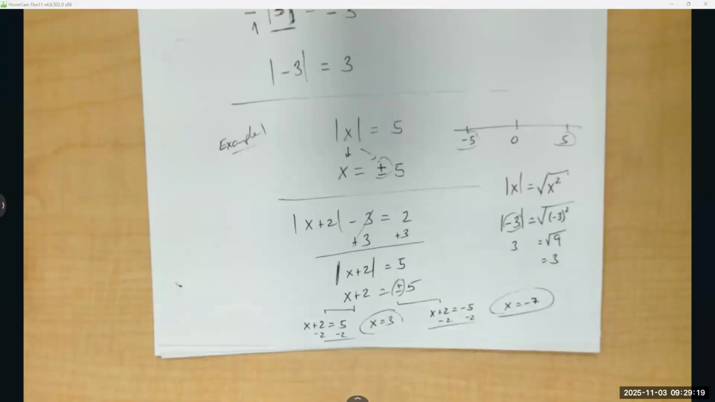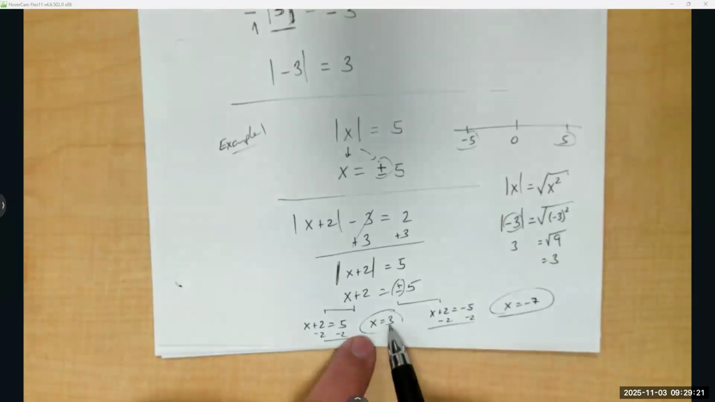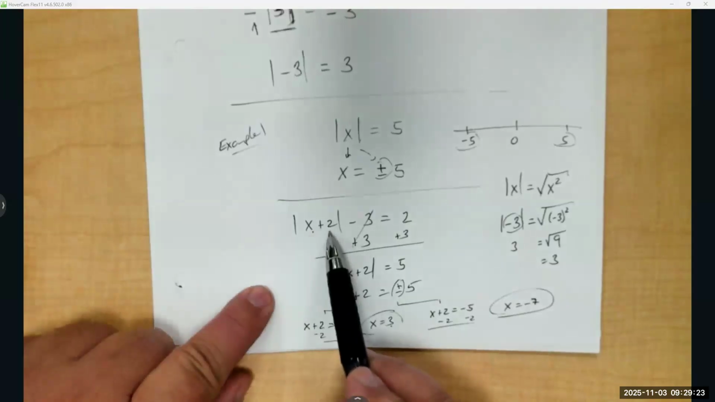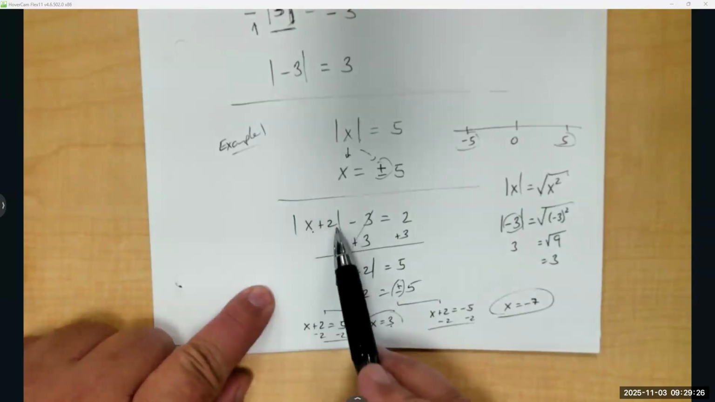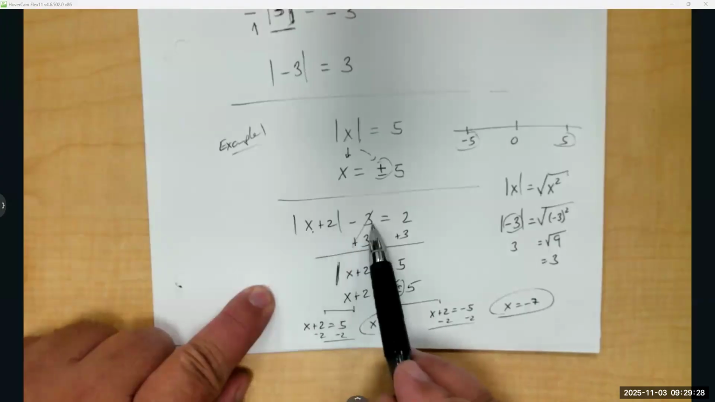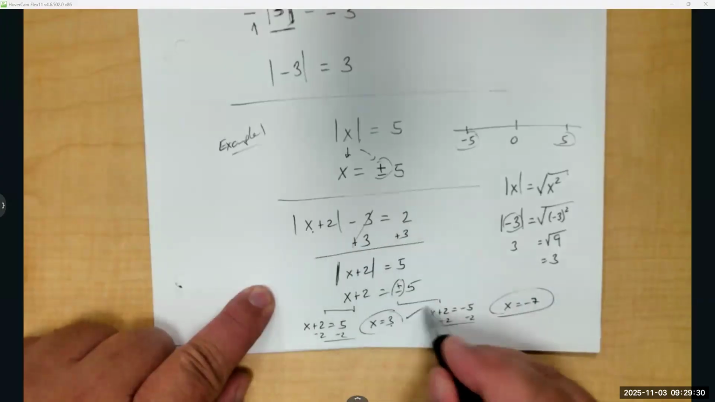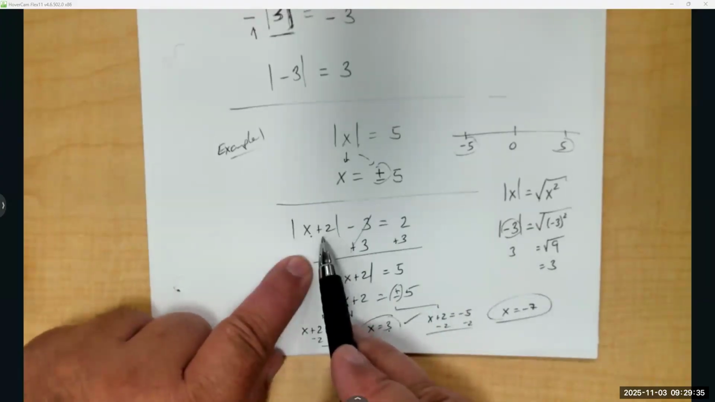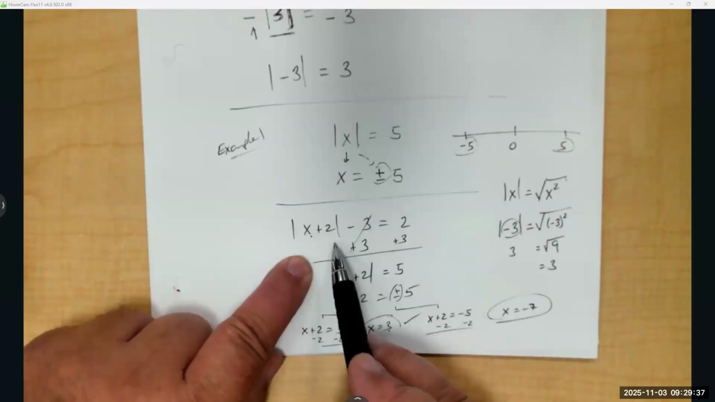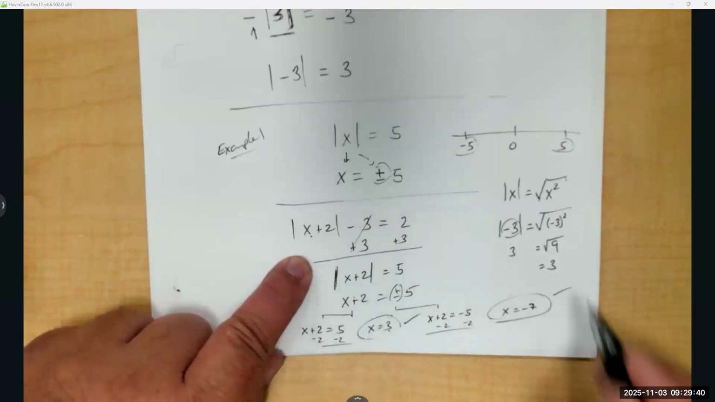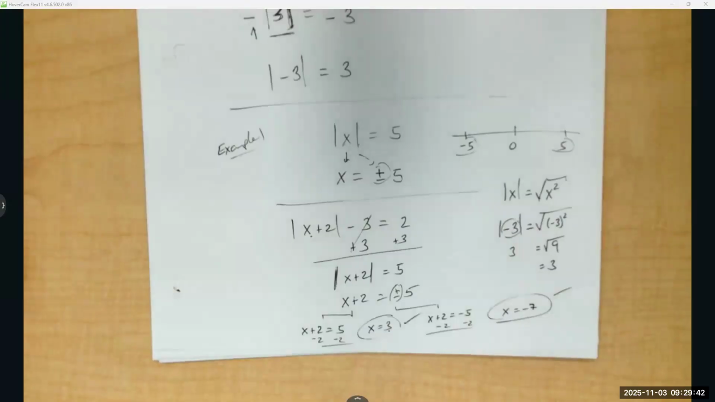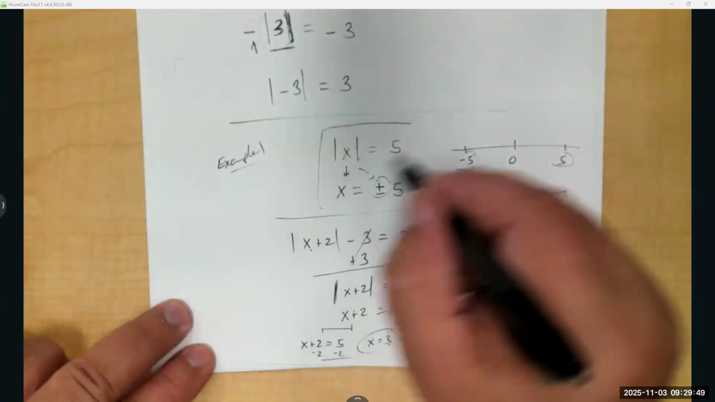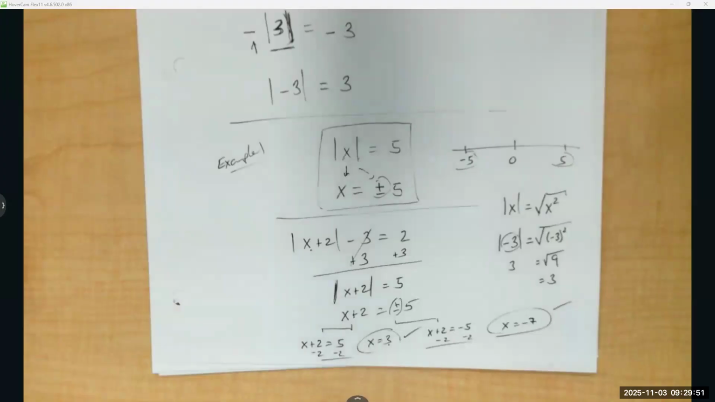And of course, you check your answers the same way. If x is 3, 3 plus 2 is 5. Absolute value of 5 is 5 minus 3. So that one works. Negative 7. Negative 7 plus 2 is absolute value of negative 5. 5 minus 3. They both work. Always check your answers. So this is the important part here. Whenever you drop the absolute value, you have to look at the plus or minus of it.